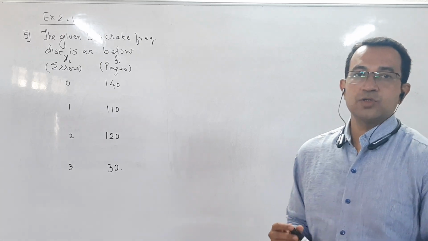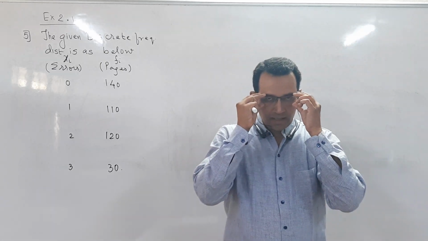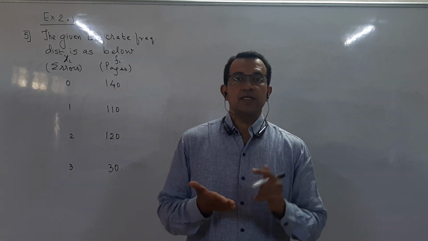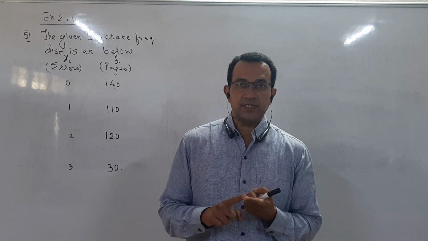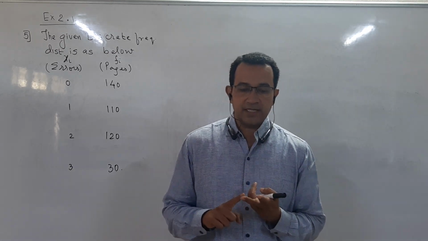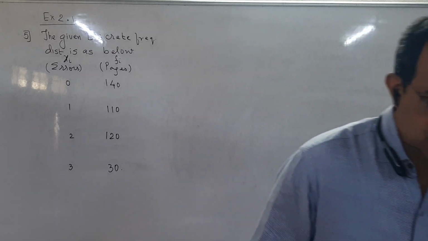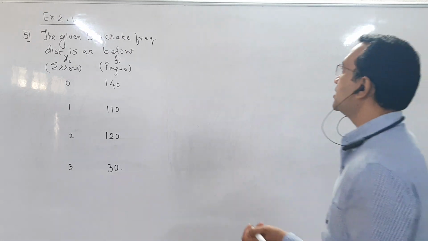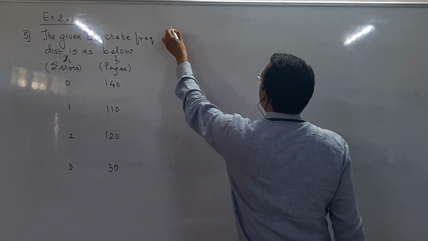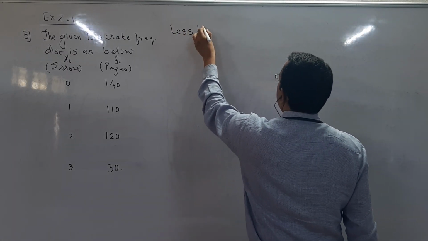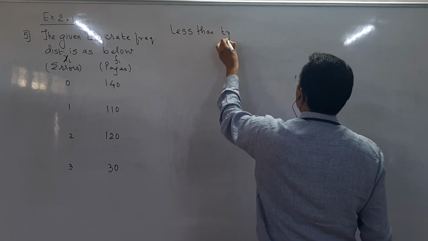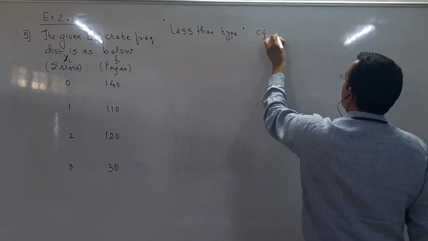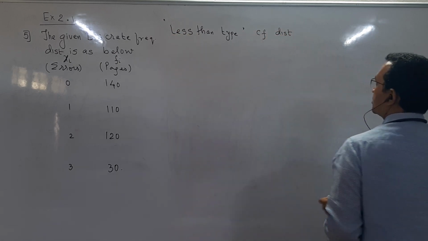Now, all of you know, students, as such, there are two types of cumulative frequency distribution. First type is less than type, and second is more than type. So first of all, let us go for less than type cumulative frequency distribution. So I am giving the title less than type cumulative frequency distribution.